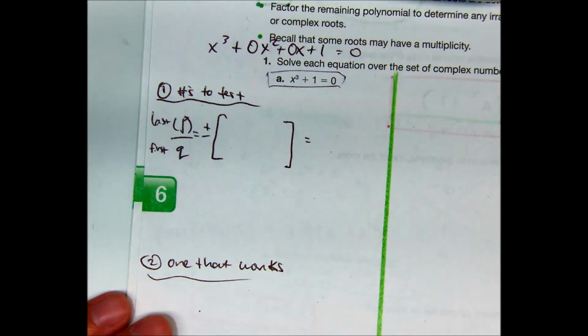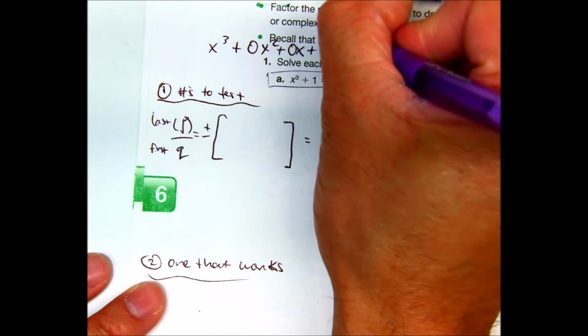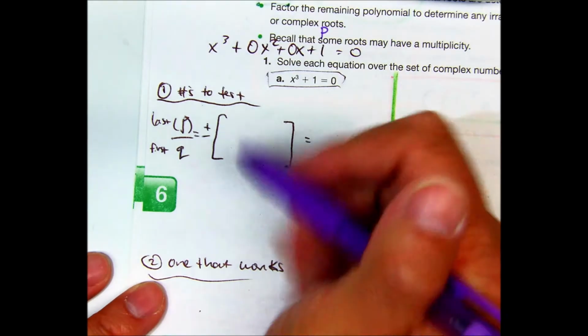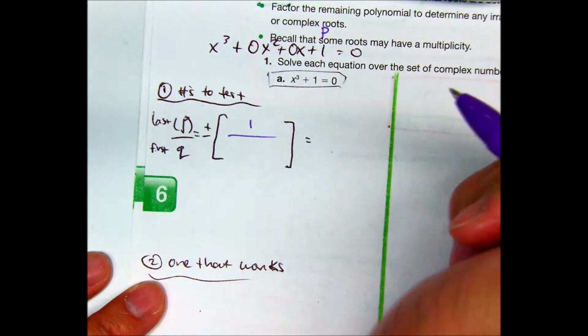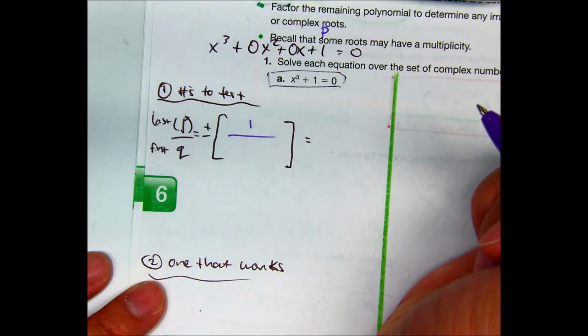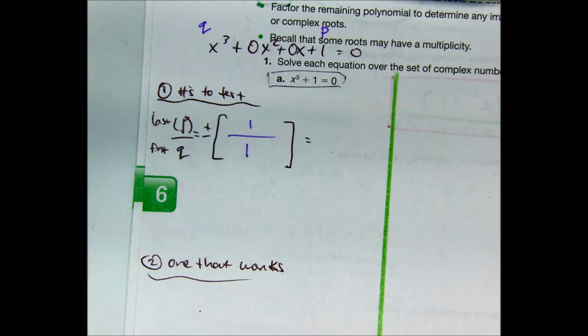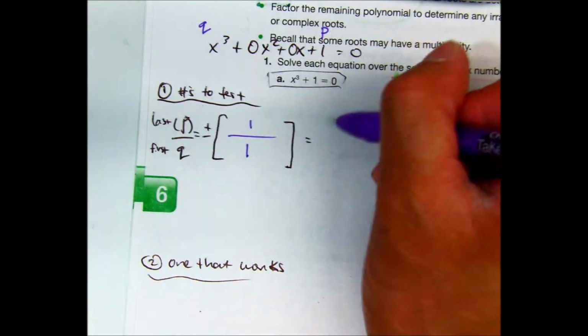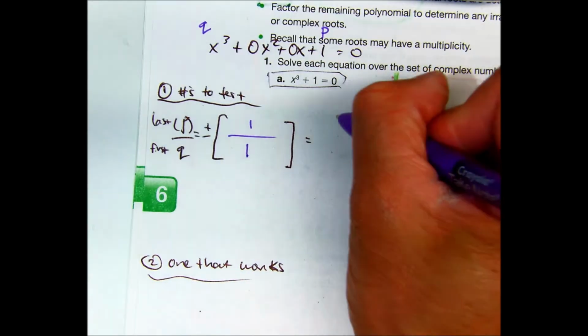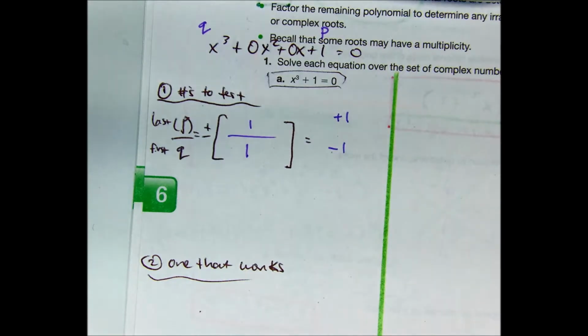Brian, tell me your p-value. Your p-value is the last one, which is 1. And your q-value. 1. So the only two numbers we have to test are, what two numbers, Brian? 1 and -1. Raise your hand if you have that so far. Okay? Good job, Brian. Jocelyn, tell me a number that works.